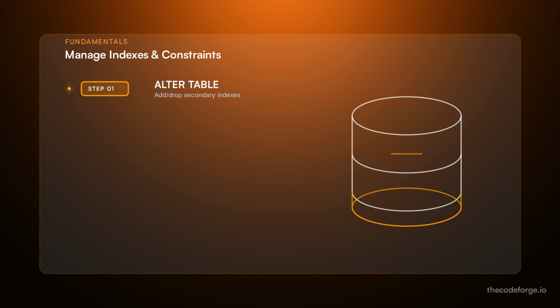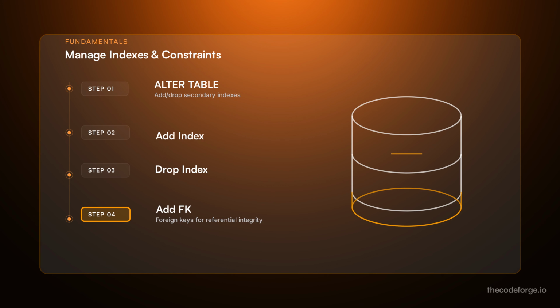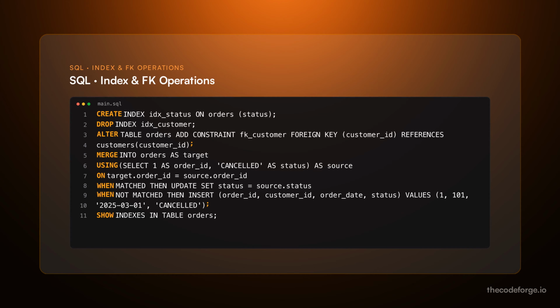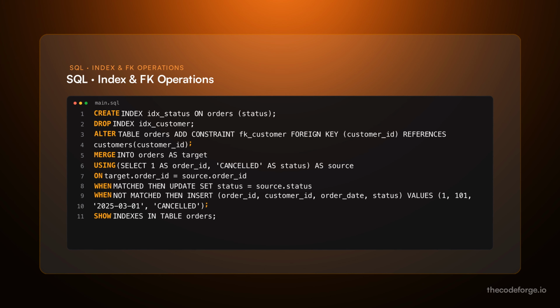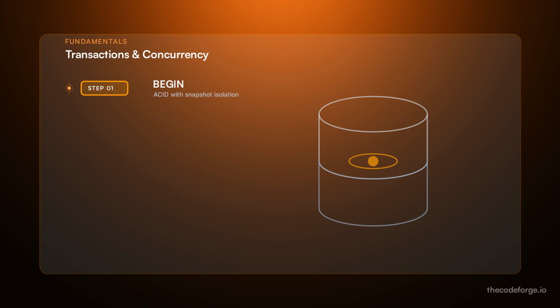Using alter table, you can add or drop indexes, add foreign keys, use merge for upsert, and monitor their usage with show indexes. Indexes are crucial for performance, but over-indexing can slow writes. This code adds a secondary index on status, drops the customer index, adds a foreign key, and uses merge with a using clause to perform an upsert. Finally, we list indexes. Hybrid tables support ACID transactions with snapshot isolation, using optimistic concurrency control.